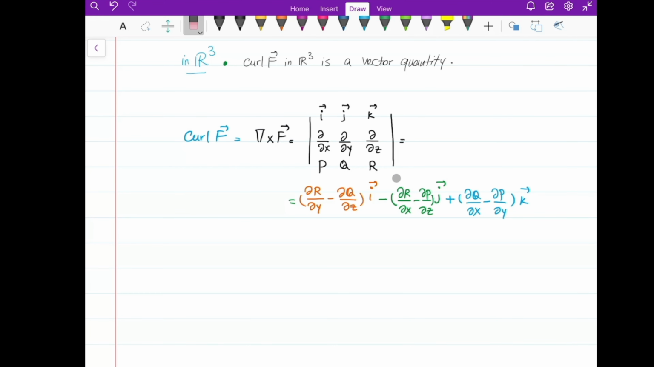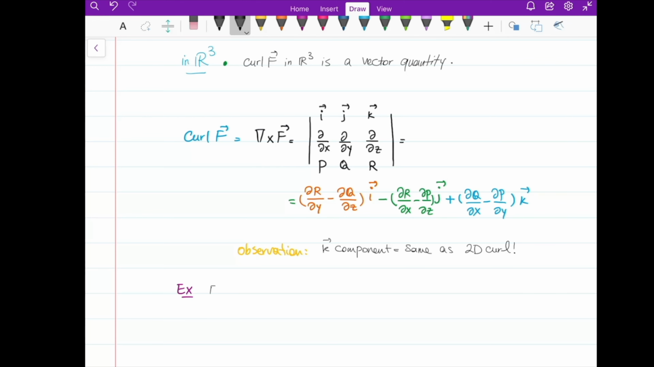You might observe that the k component, the last component, is the same as the two-dimensional curl. This is the definition of the two-dimensional curl. So let me give you one example.